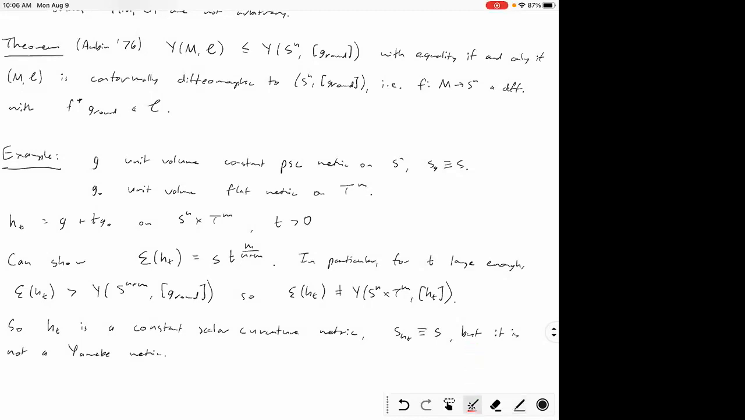So that's one result from Aubin, is it gives you a way to construct examples of constant scalar curvature metrics with arbitrarily high values of the constant scalar curvature, right? So this can be any positive number. So for each positive number, I can find a constant scalar curvature metric, and eventually that number will be too big, so it cannot be a Yamabe metric. It cannot be the value of the Yamabe constant of its conformal class.